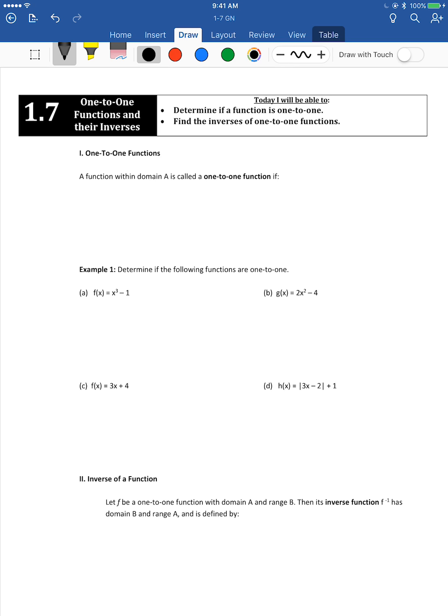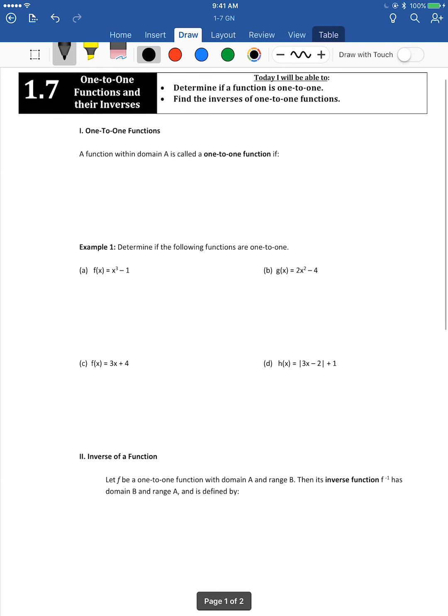Now we are jumping right into 1.7, where we will learn about one-to-one functions and inverse functions. Those names might sound a little intimidating to you, but don't worry. I'm here, I will guide you through it. You are capable of this. Math might seem intimidating sometimes, but you're honors pre-calc students, and I have complete faith in you and what you can accomplish. Let's start with one-to-one functions.